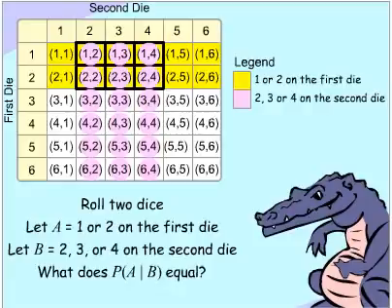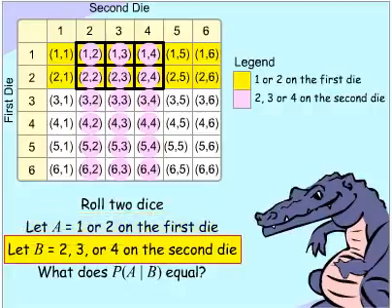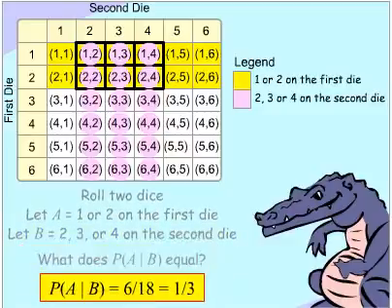6 of the 18 cells are shaded. These represent the outcomes where event A occurs, a 1 or a 2 on the first die, given that event B occurs, 2, 3, or 4 on the second die. So, we can see that the probability of A given B is 6/18 or 1/3. That's a lot easier than trying to figure out how to use the formula properly.